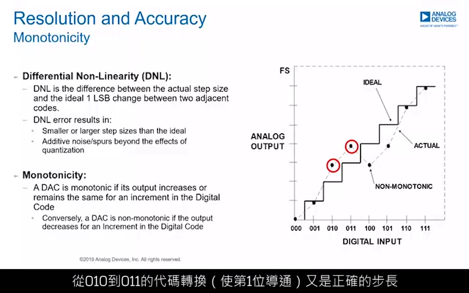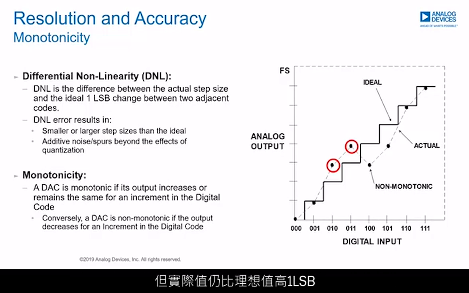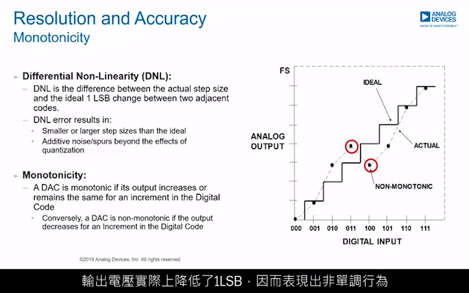Code transition 010 to 011, which turns on bit 1, is again correct step size, but the actual value remains 1 LSB above ideal. Bit 2, by contrast, is 2 LSB low, and instead of increasing by 1 LSB from code 011 to code 100, the output voltage actually decreases by 1 LSB, and thereby exhibits non-monotonic behavior.